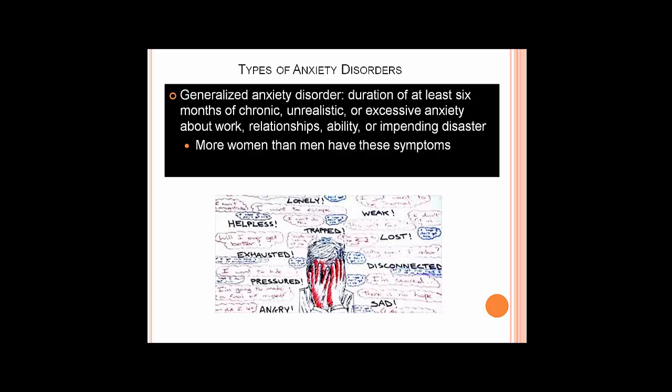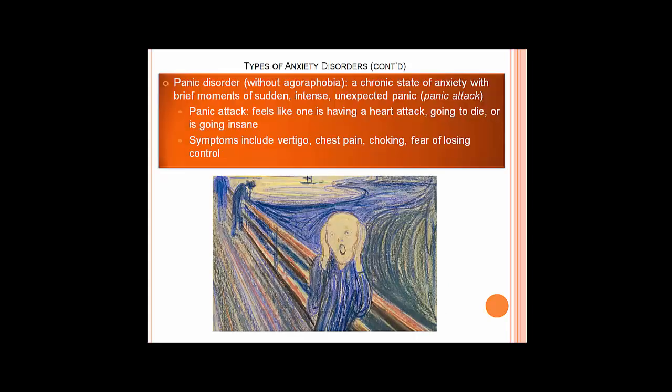Types of anxiety disorders, of which there are a few, just like with the types of depression disorders. There's generalized anxiety disorder. This is at least 6 months of chronic, unrealistic, or excessive anxiety about multiple things in one's life. Panic disorder is a definite type of anxiety disorder, and it feels like maybe a heart attack, or going to die, or going to go insane, or I don't belong here, and it's not a good feeling if you've either observed it or had it yourself.